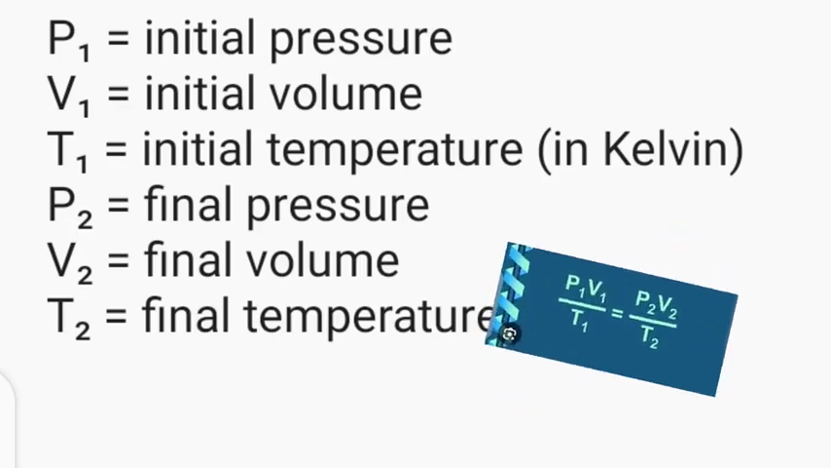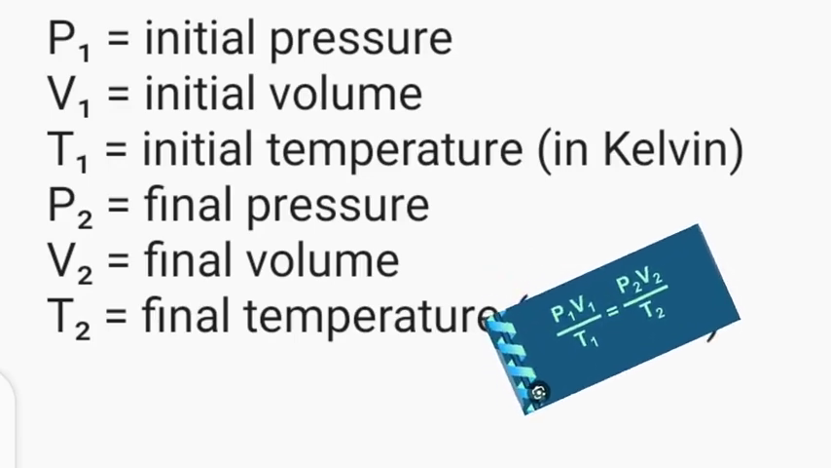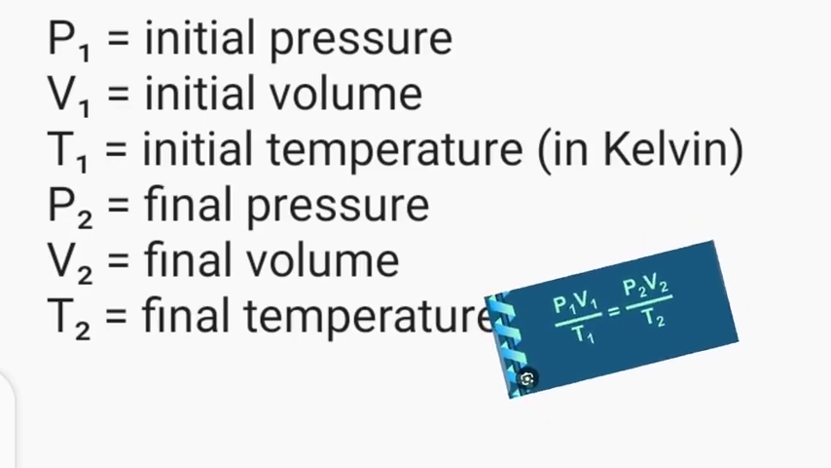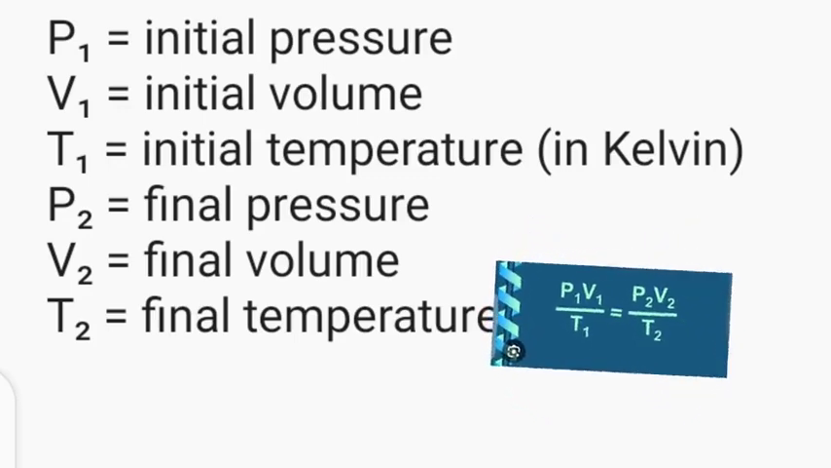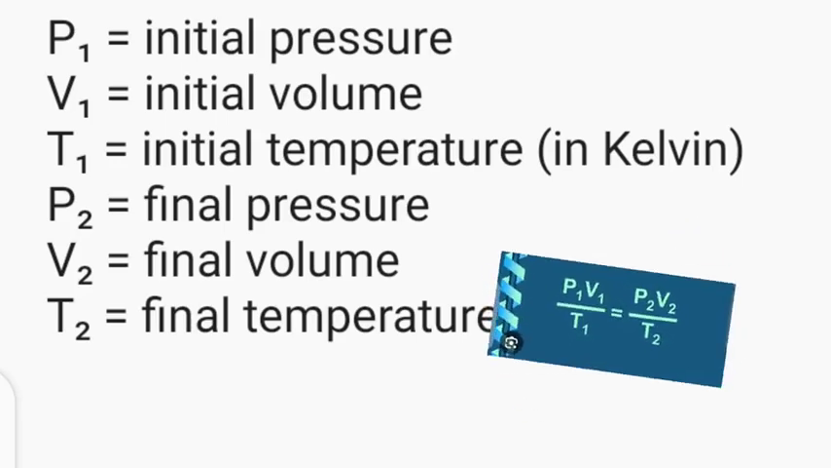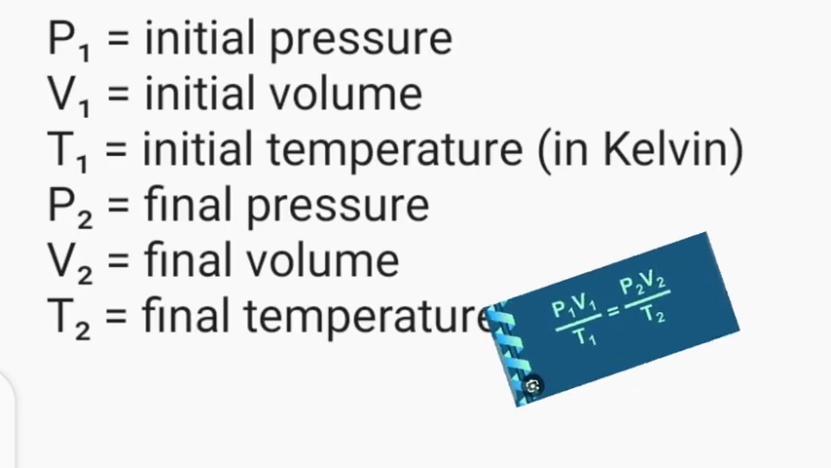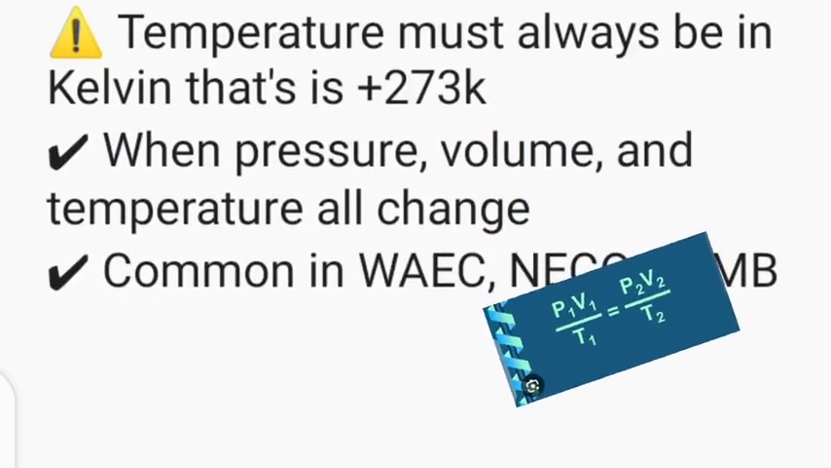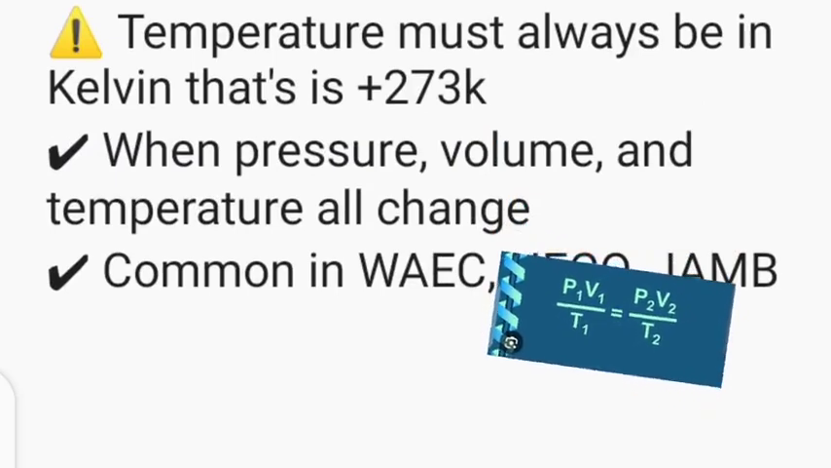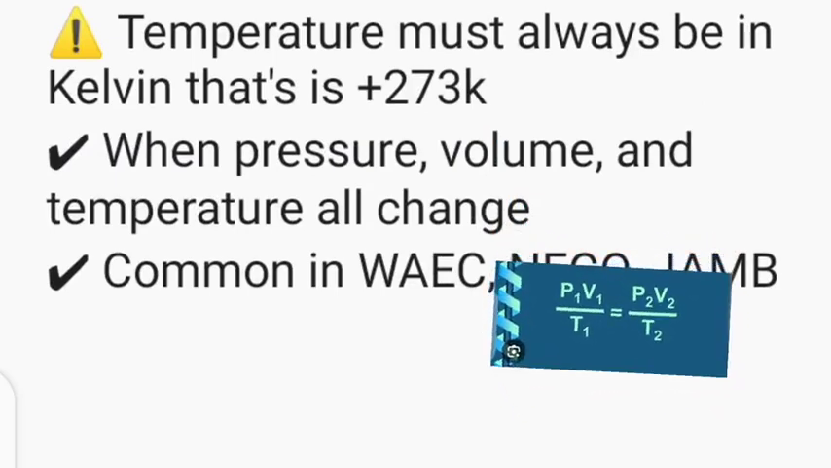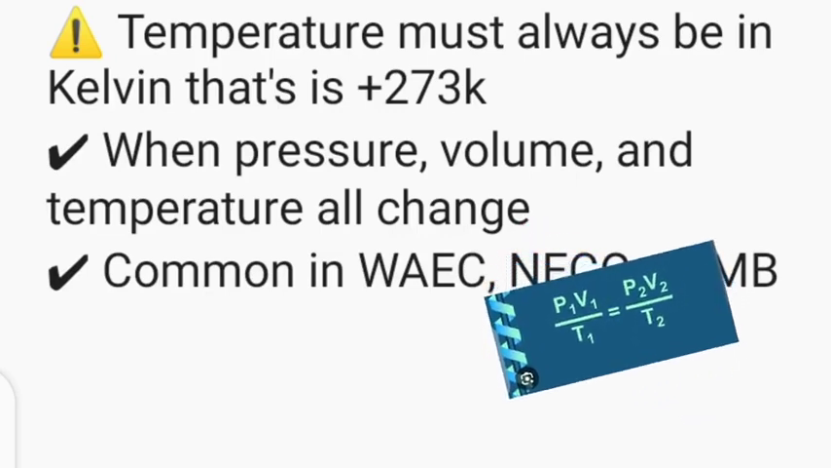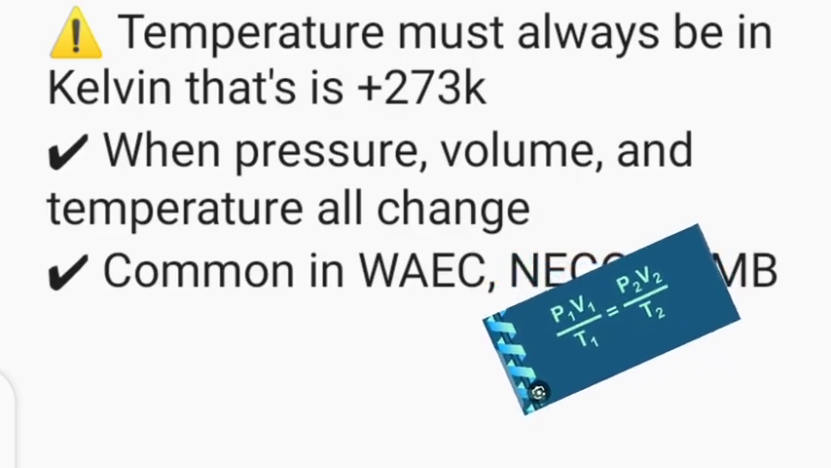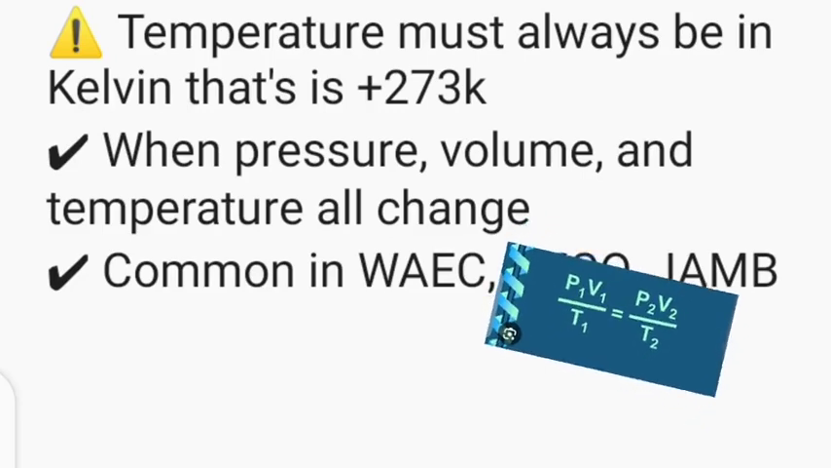So the parameters: P1 is the initial pressure, V1 is initial volume, T1 is initial temperature in Kelvin, P2 is final pressure, V2 is final volume, and T2 is final temperature in Kelvin. Most importantly, take note that temperature will often be given in degrees Celsius, but you have to convert it to Kelvin. You add 273 to convert it to Kelvin.